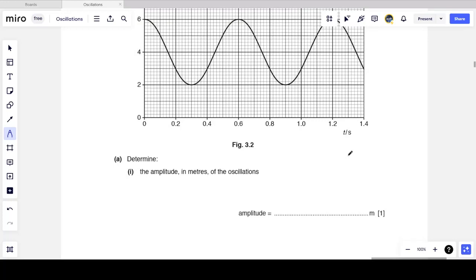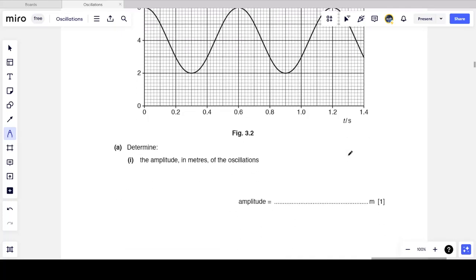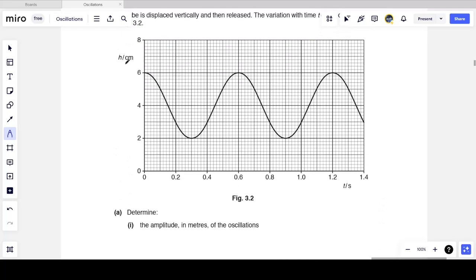Now, how do we find the amplitude? We have to be very careful. Firstly, the graph is giving us h in centimeters. Secondly, the equilibrium position is not the zero position. The equilibrium position is h equal to 4 in this case. So if I didn't want to get confused later in the problem, I would draw a dashed line along h equal to 4. Now that's my equilibrium position.